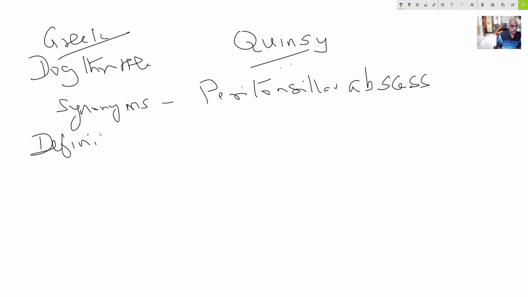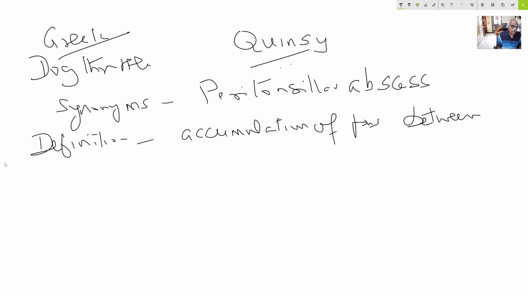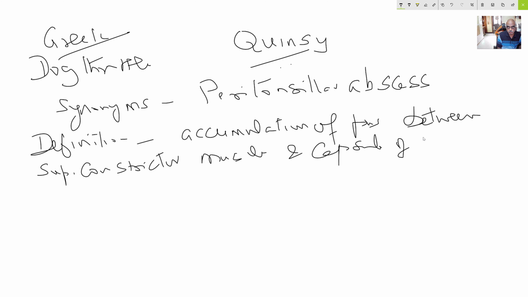Quinsy is accumulation of pus between the superior constrictor muscle and the capsule of the tonsil. So this is the definition of Quinsy, and this is commonly seen in adolescent males. It is unilateral. Only one side is involved.